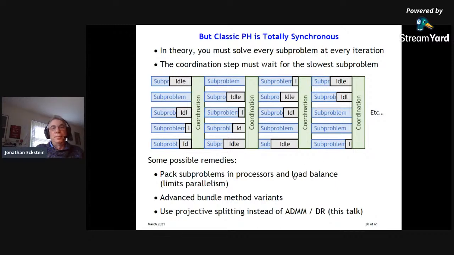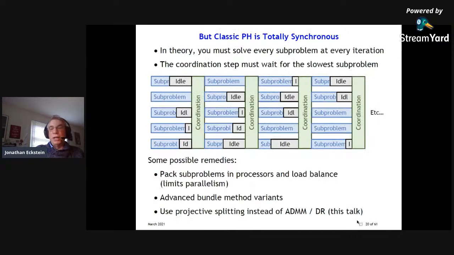There are things you could do about this. You could pack multiple subproblems into processors and try to load balance, but that's not always the easiest thing. You could maybe use some advanced bundle methods instead. But what I'm going to talk about here is using projective splitting instead.